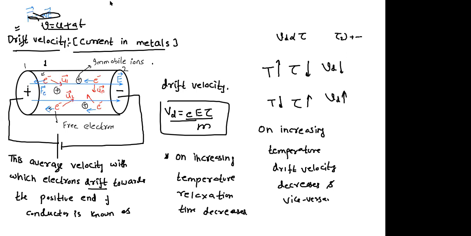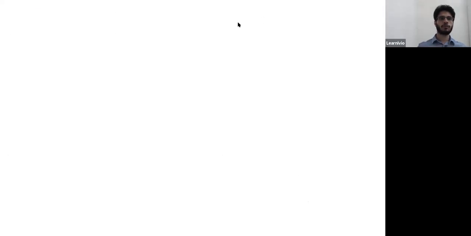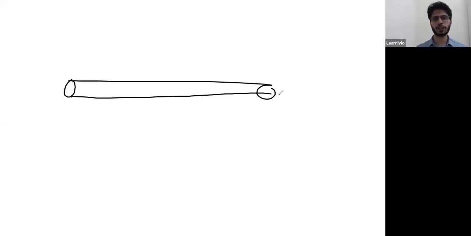Okay. After drift velocity, let's calculate the relation between drift velocity and current, to see how this drift velocity is related to current. Just tell me a very simple question. It's not a numerical, it's just a simple calculation to check how well you understand the concept of drift velocity.